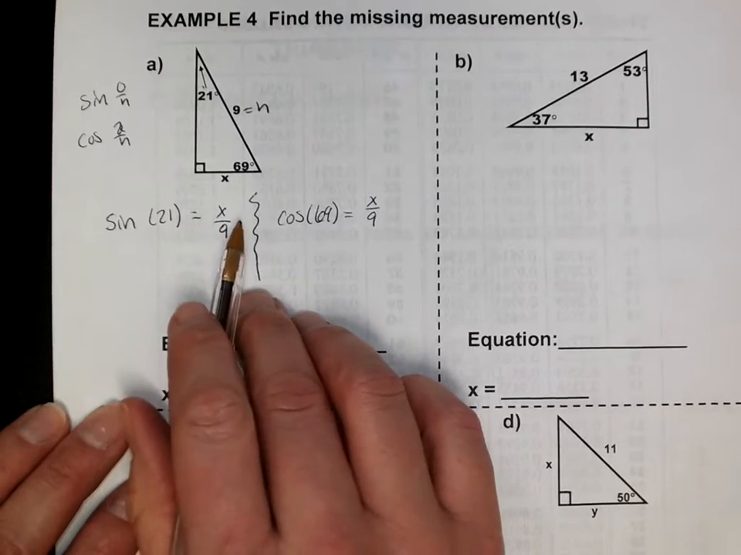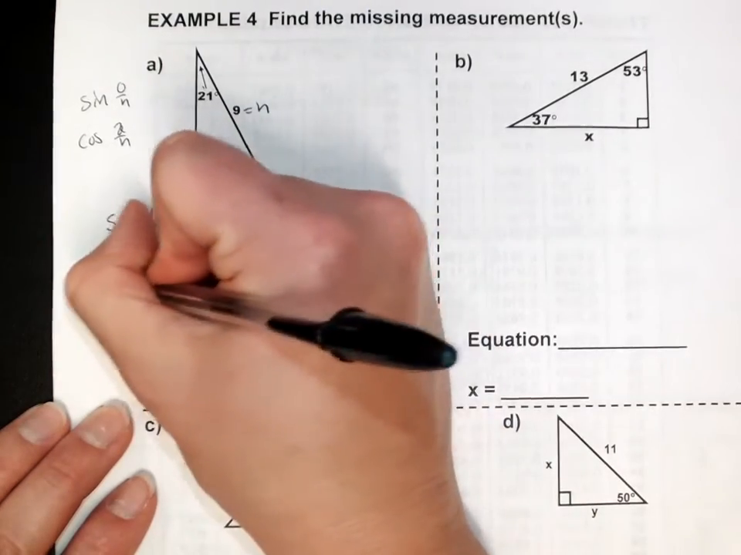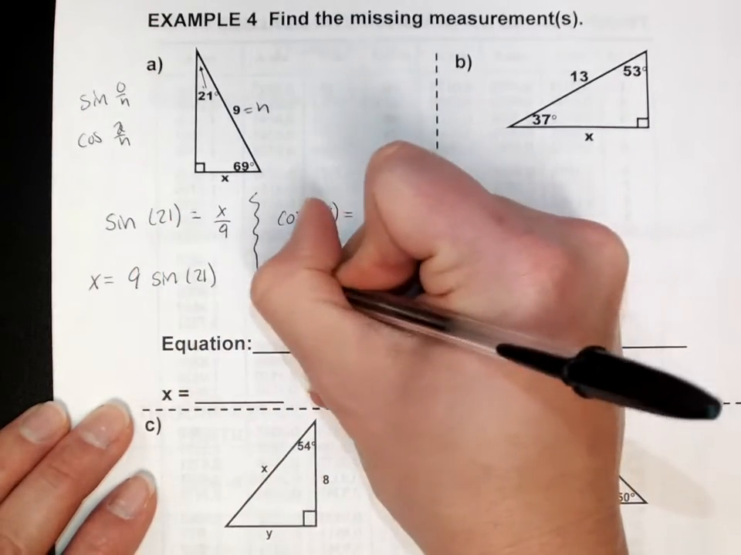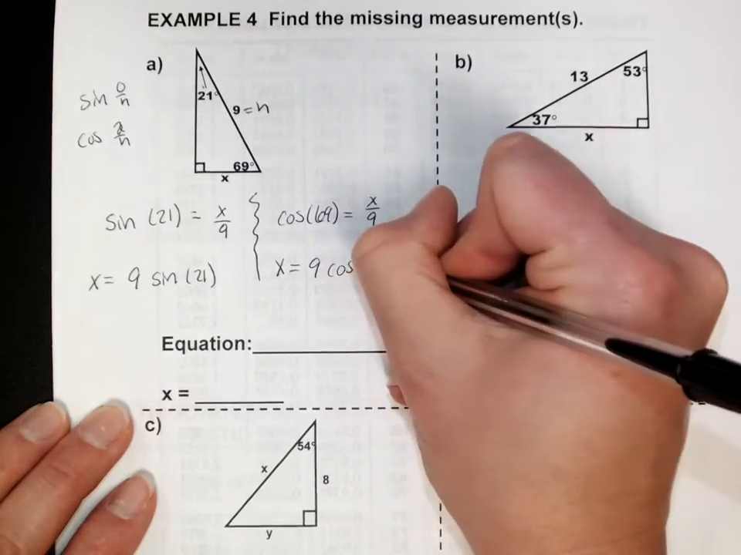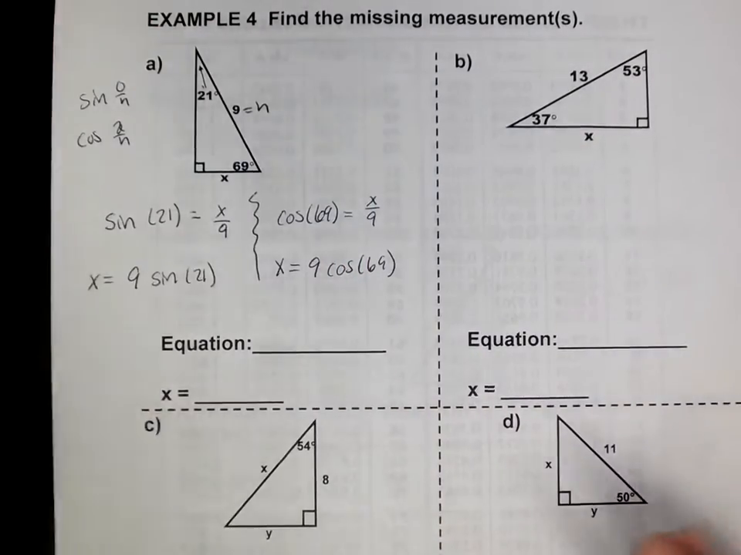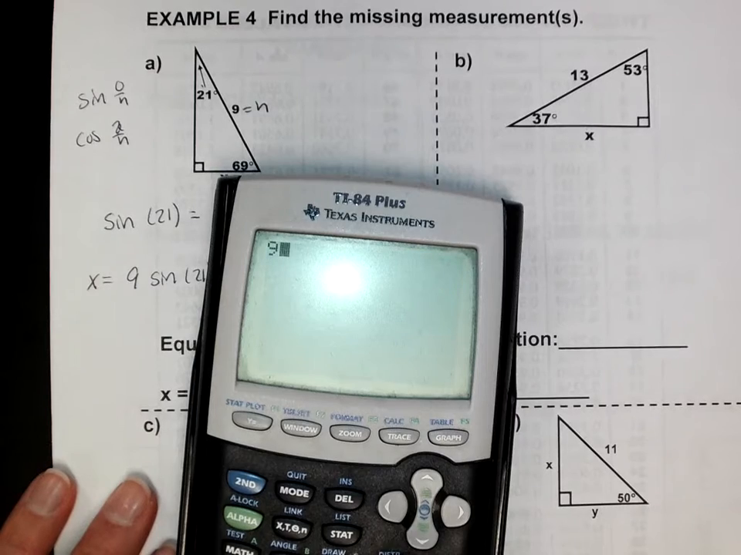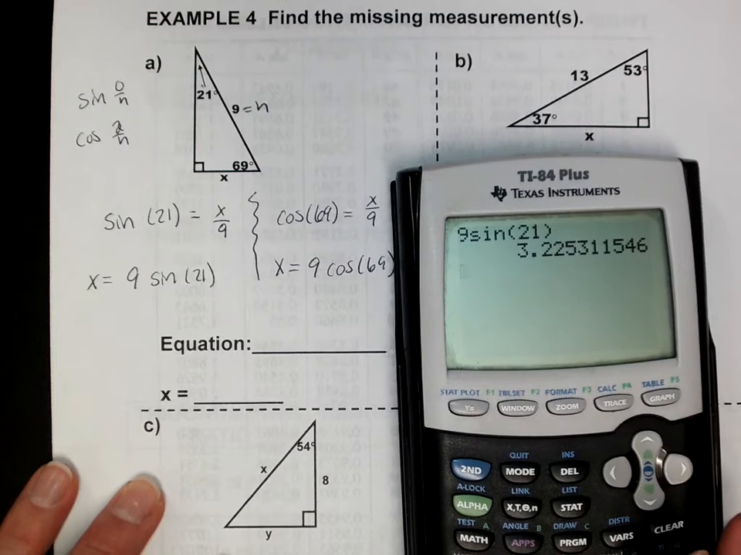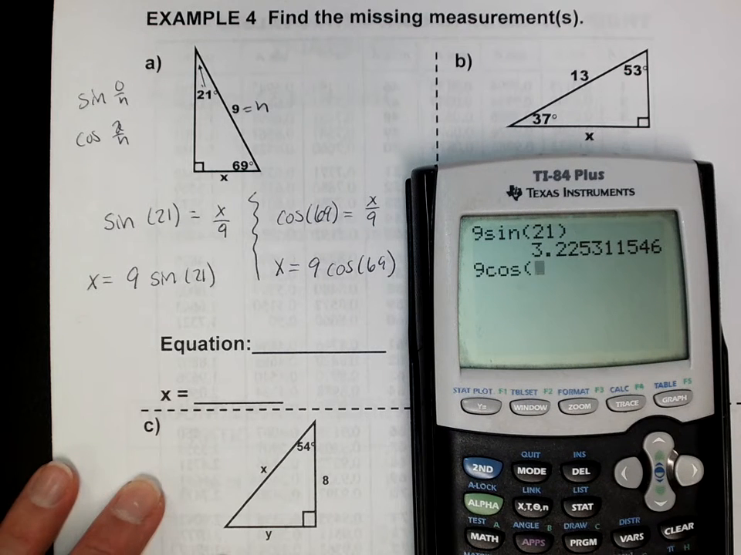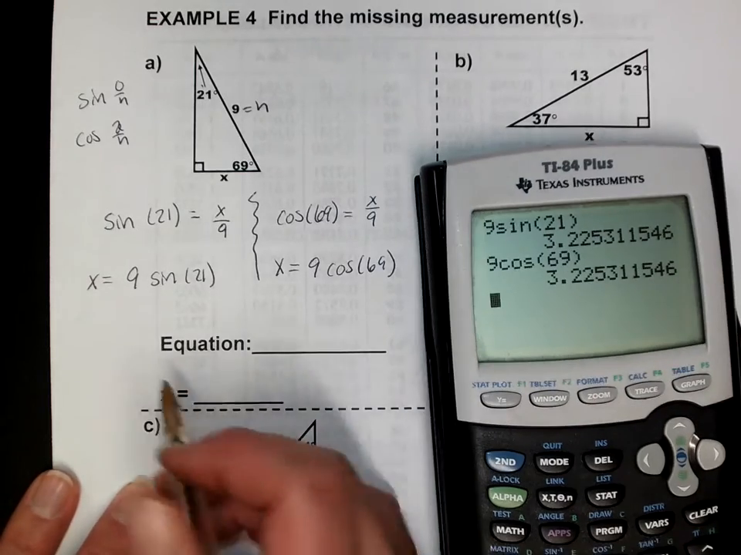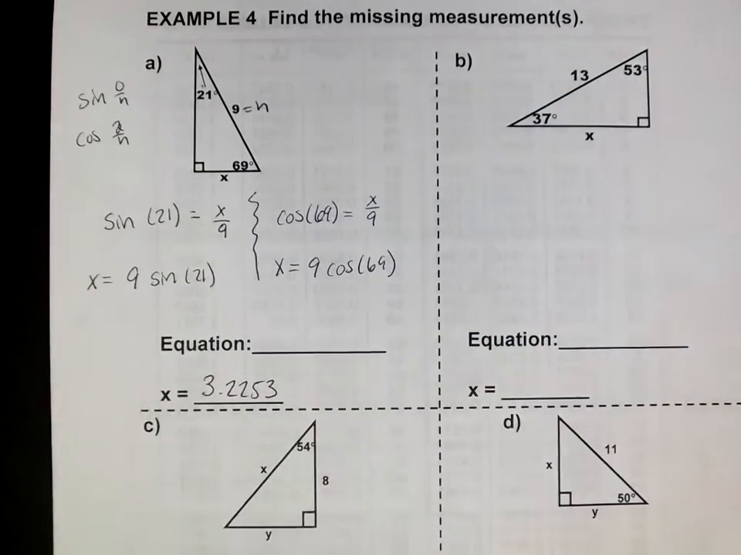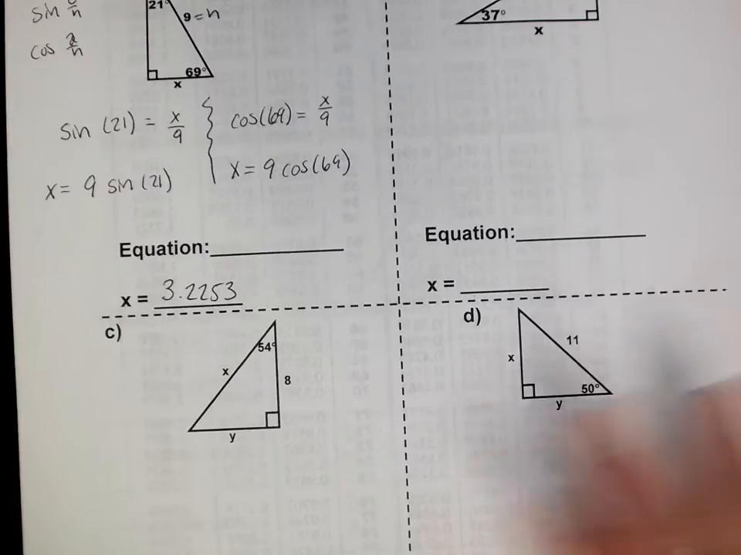Remember, to solve these, you're going to want to multiply the 9 to the other side. So this is going to be x equals 9 times the sine of 21 degrees. This one's going to be x equals 9 times the cosine of 69 degrees. Just to show you that you get the same thing: 9 sine of 21. Oh, sorry, you couldn't see that even. 9 cosine of 69. Notice it's the exact same number. So x is going to equal 3.2253.